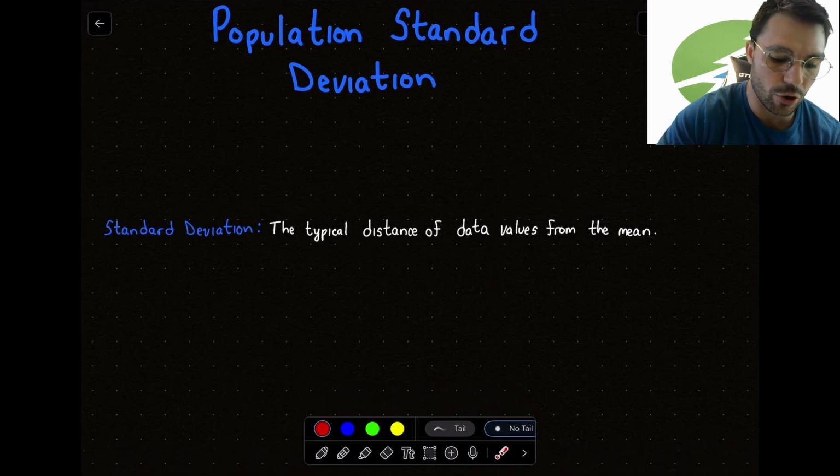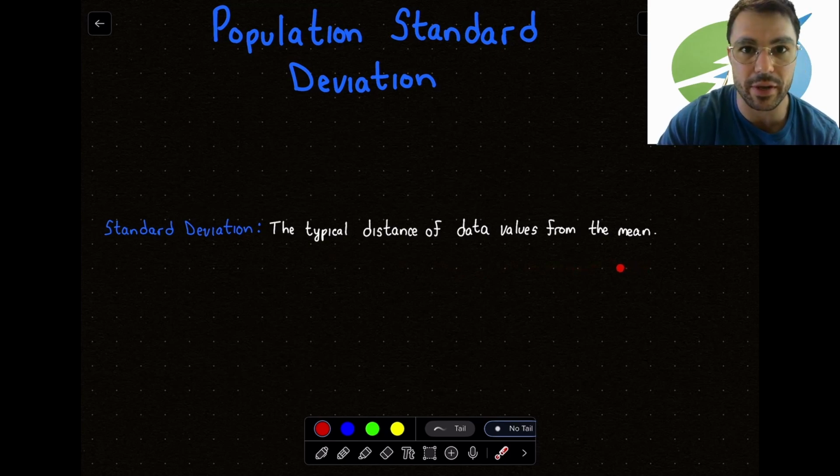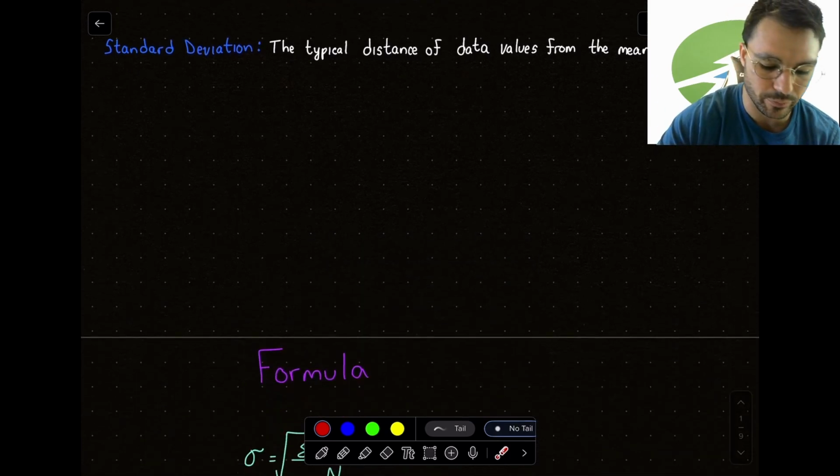Cool. So, quick definition: standard deviation, the typical distance of data values from the mean. Again, it's your average distance any given value is from the average. That's wordy. This is a cleaner way of expressing that same idea.